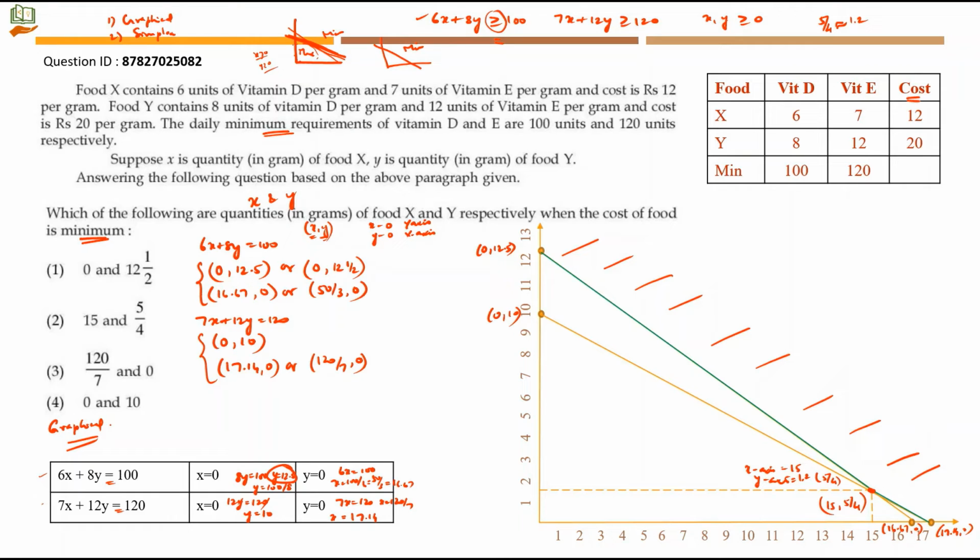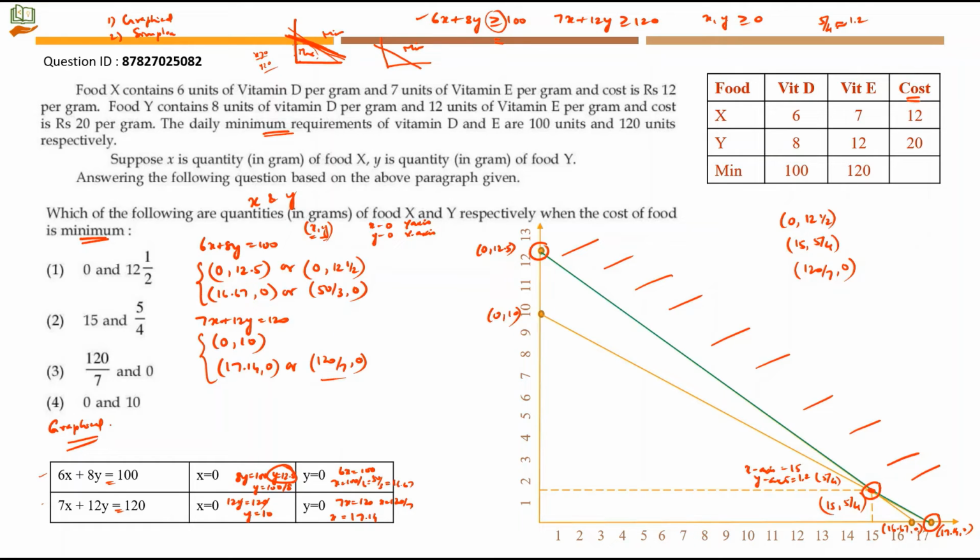So what points are involved in this feasible region? We have one point here, we have the other point here and the other point here. So 3 points are involved. Just take 0, 12.5, which can also be written as 12 into 1 by 2. And then we have 15, 5 by 4. Then we have 17.14, otherwise mentioned as 120 by 7, 0. So these 3 points are called critical points.